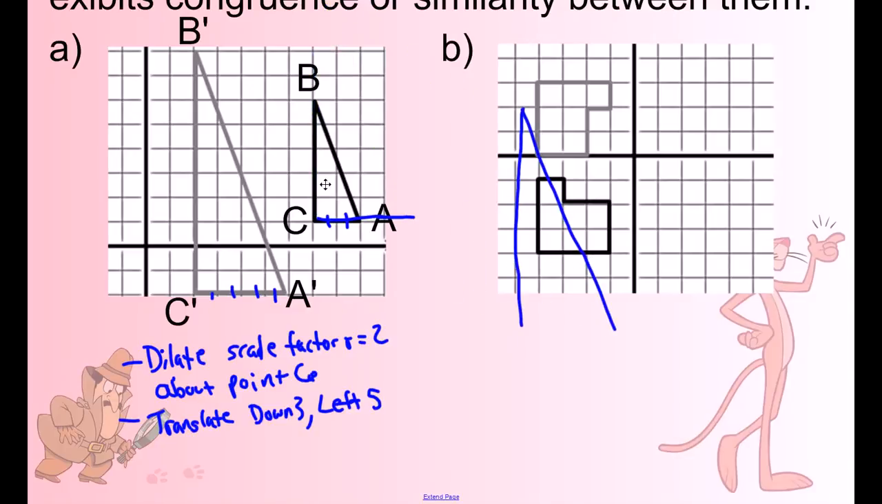So here's our original. We enlarged it by doubling it using a scale factor of 2, so everything's twice as big. And then we took that and we moved it down 3 and left 5. 1, 2, 3, 4, 5. And there we go. That gives us this new image.